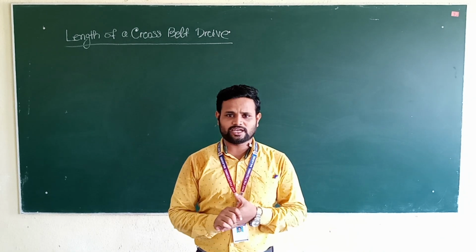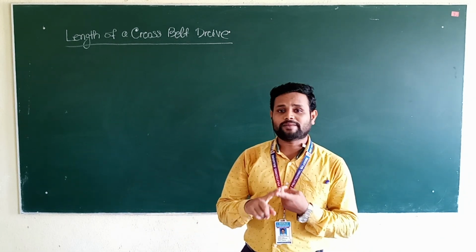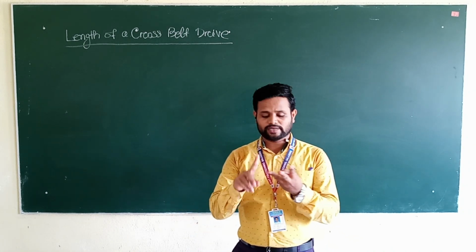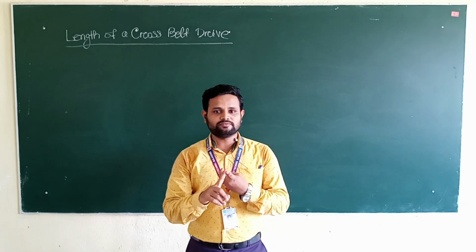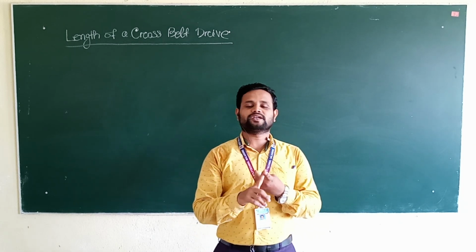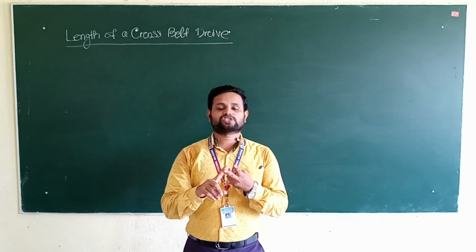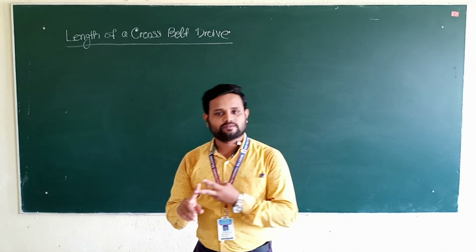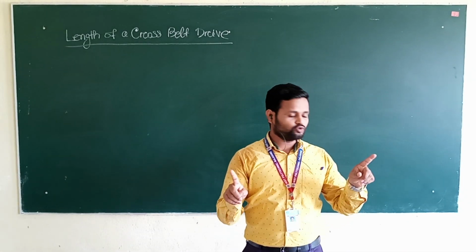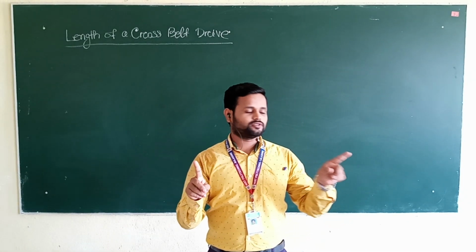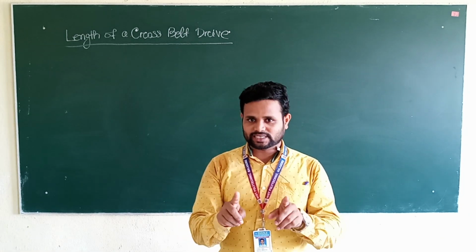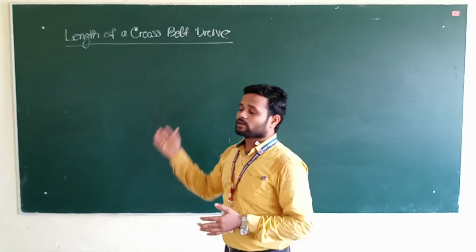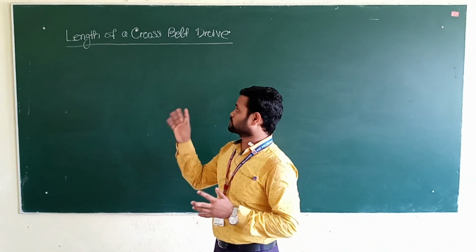In the previous class we studied the difference between open belt drive and cross belt drive. We have known that there are 3 belt drives: open belt drive, cross belt drive and compound belt drive. In case of open belt drive, the direction of rotation of driver and the follower pulley are the same. In case of cross belt drive, the direction of the driver is opposite to the direction of the follower. And in case of compound belt drive, when several pulleys are intersected between the two pulleys, driver and follower, we can say compound belt drive is used. So today we will study the length of a cross belt drive.